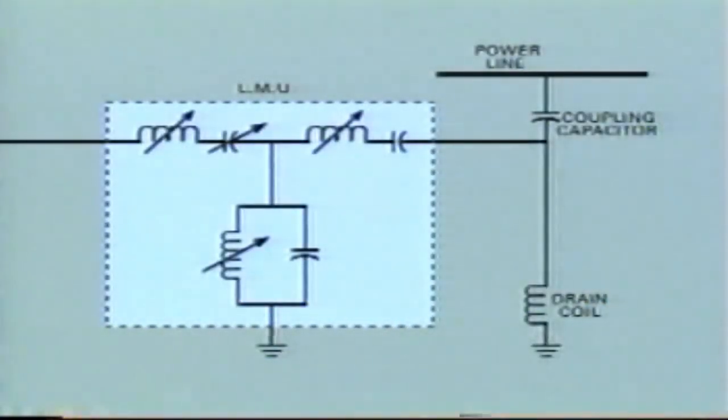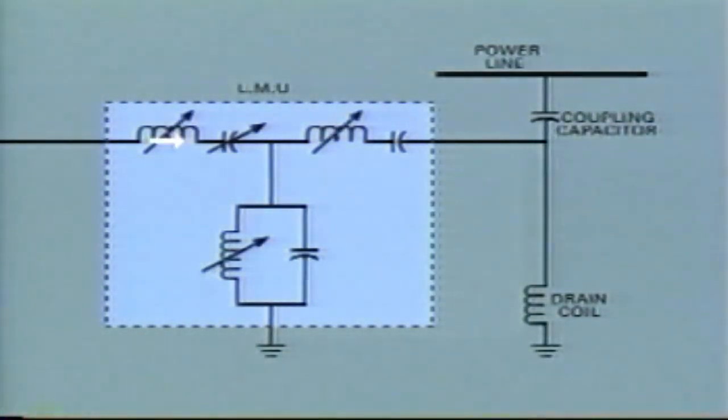Simplified, the circuit looks like this. The incoming signal passes through a variable inductor in series with a variable capacitance, and then passes through a shunt connection to ground through a parallel resonant circuit. Finally, it goes through another series resonant circuit before the signal connects into the coupling capacitor.